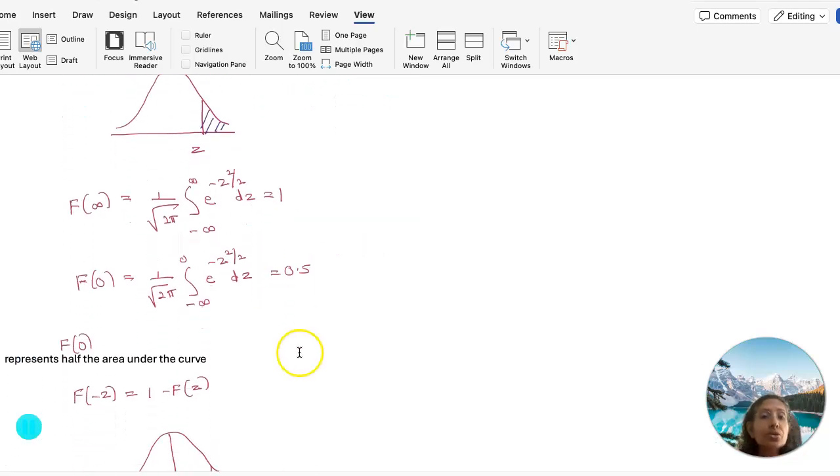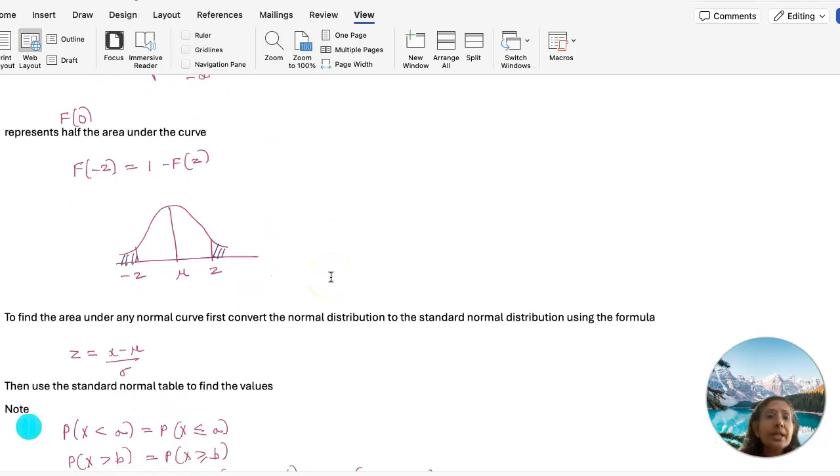Now certain properties to remember. F(infinity) is integral minus infinity to infinity of 1 by root 2 pi, e raised to minus z squared by 2 dz, and this is 1. And F(0) is 1 by root 2 pi integral minus infinity to 0 of e raised to minus z squared by 2 dz, and this is 0.5. So remember, the upper limit changes. F(infinity) is 1, F(0) is 0.5. Now F(0) represents half the area under the curve. And again, F(minus z) is 1 minus F(z), that is the region on the left or the right.